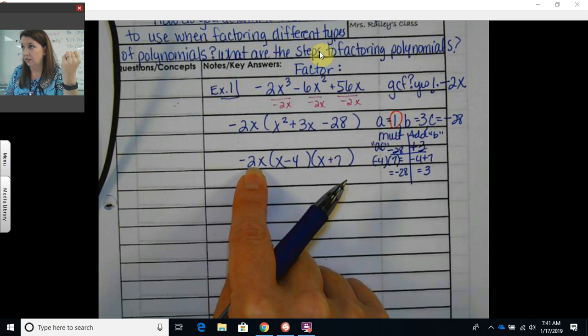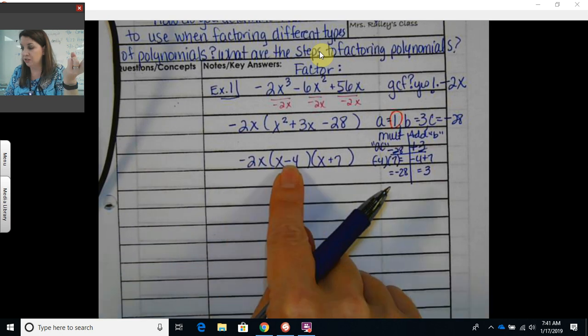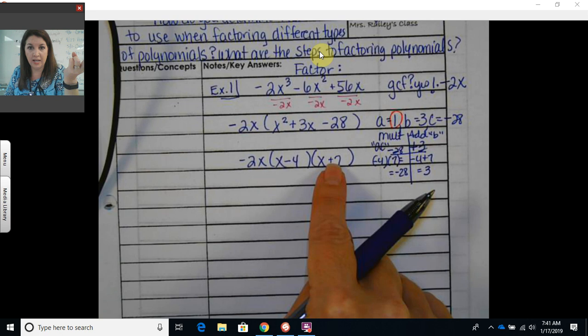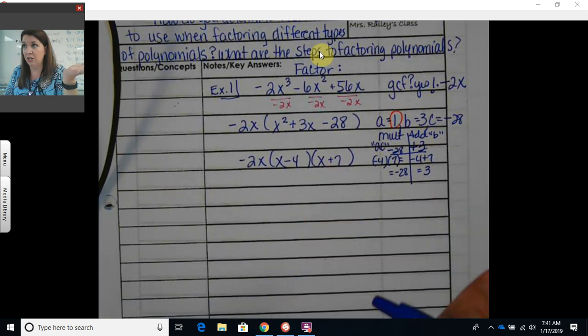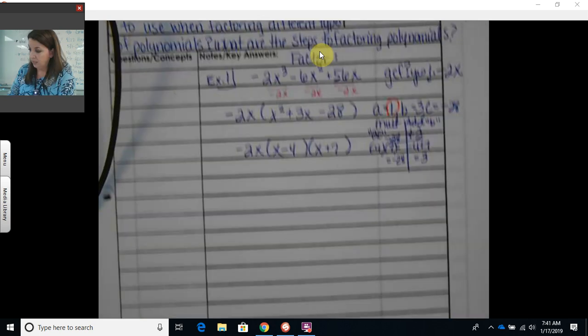I would divide both sides by negative 2. 0 divided by negative 2 is 0, right? So I would have a solution of 0, a solution of positive 4, and negative 7. But it didn't ask me to do that. But in the next lesson, we're going to be graphing, and so I'm just reminding us. So it's completely factored.